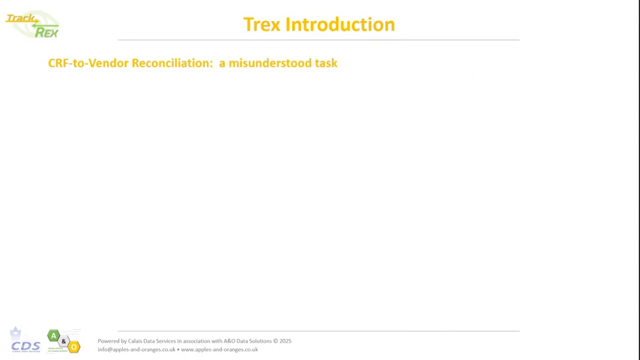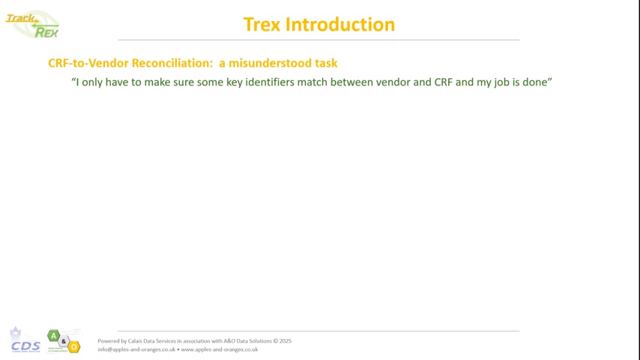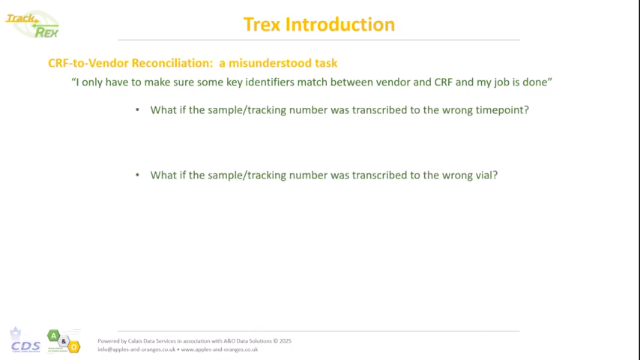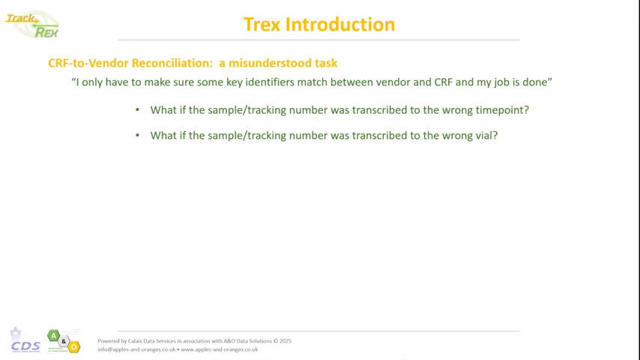CRF to vendor reconciliation can also be a misunderstood task. I only have to make sure some key identifiers match between vendor and CRF, and my job is done. What if the sample or tracking number was transcribed to the wrong time point? What if the sample or tracking number was transcribed to the wrong vial? What if samples or readings shouldn't have been taken at all?